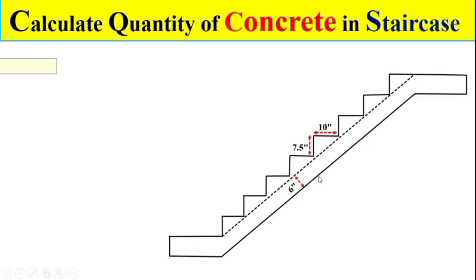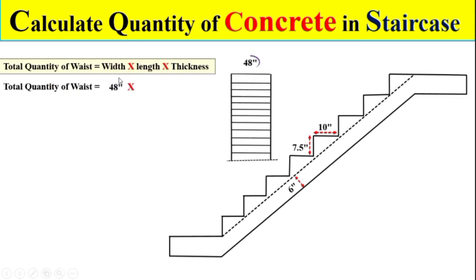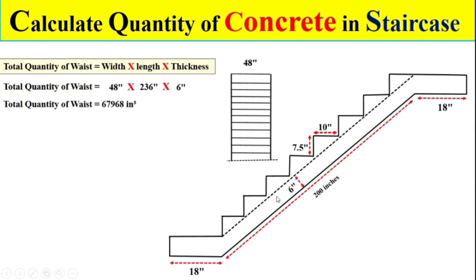Now to calculate the quantity of the waist portion in this staircase, we multiply the total width of the stair, which is 48 inches, by the length of the stair, which is 236 inches, and multiply that by the thickness of the waist. So we get the total quantity of the waist portion in cubic inches.